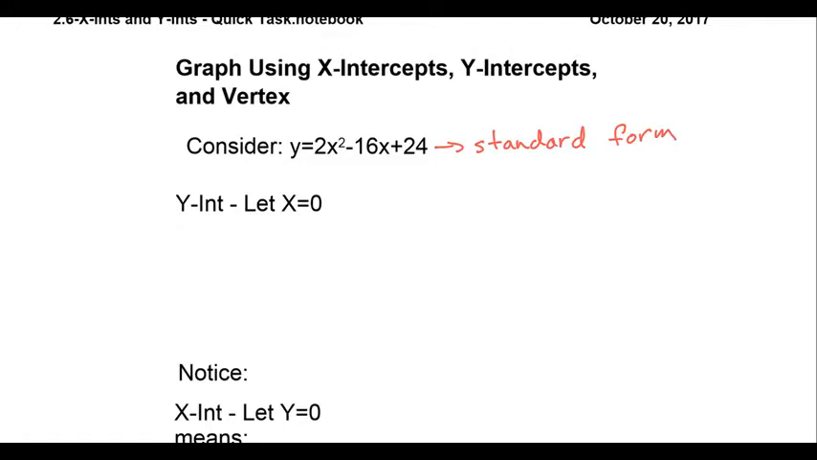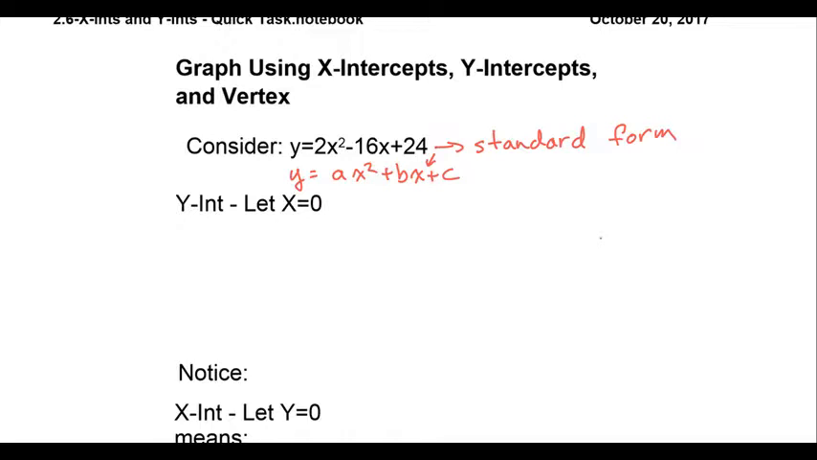So anytime you hear me talk about the standard form, we're looking at something that is of this form: y is equal to ax squared plus bx plus c. And that is standard form. We said that we were going to take a look at x-intercepts, y-intercepts, and the vertex.